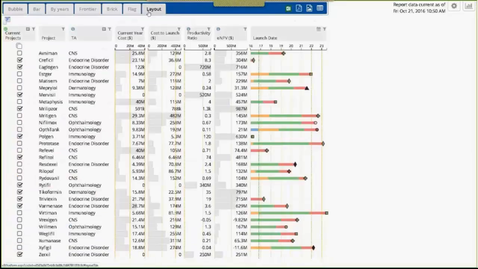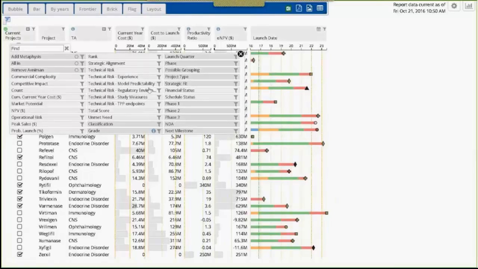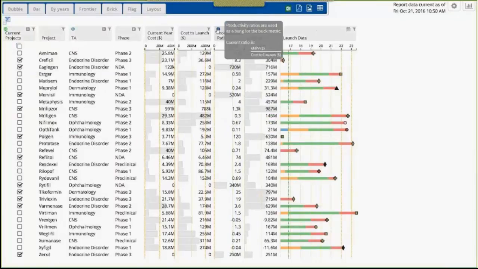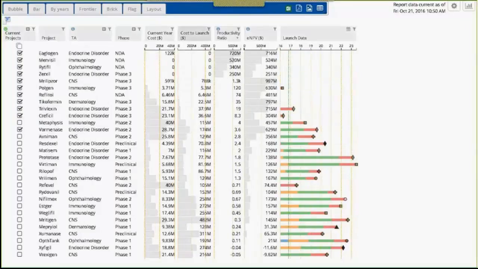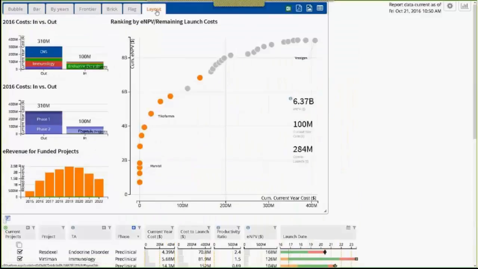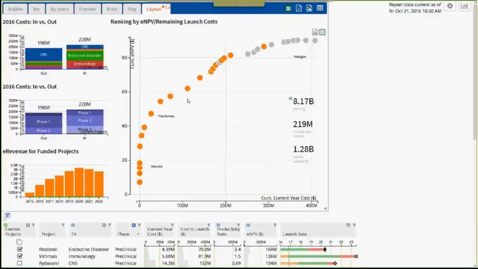So here I can begin to think about pulling in an assessment by phase, and I can sort by that productivity ratio and then look by phase, and you can see that for preclinical, I haven't brought in any of my most productive projects, nor for phase 1, so I'll bring in some of those highest productivity ratio projects, and the same for phase 2. Now when I go back to my layout view here, you can see some of these projects have come in, but I've more than doubled our current year cost.